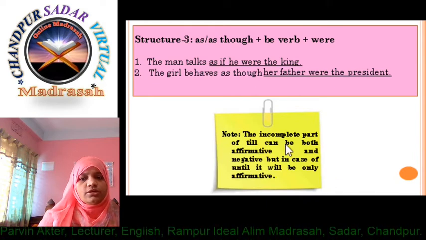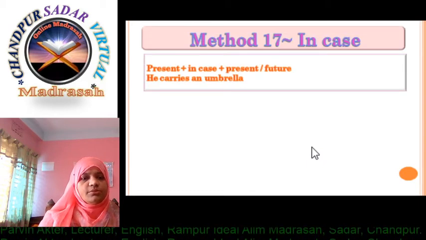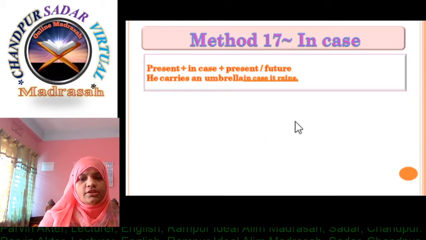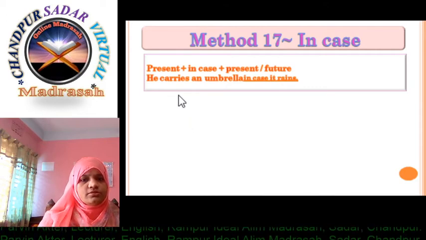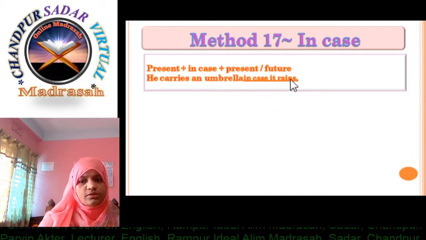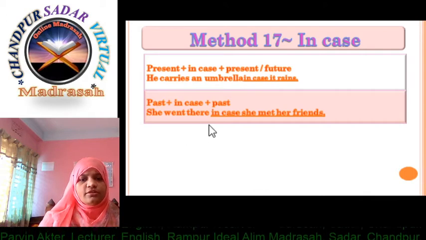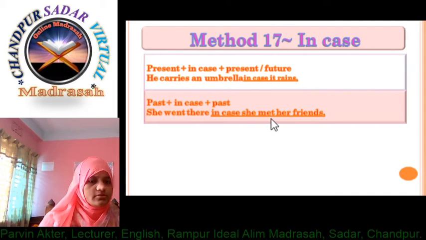So you have to note here the incomplete part of method 17, in case. So here also there are two structures: present, in case, present or future. Look at the subject. He carries an umbrella in case it rains. That means the verb is present, and the second one is also present. And past, in case, past. She went there in case she met her friends. Here the verb is past and the second verb also past.